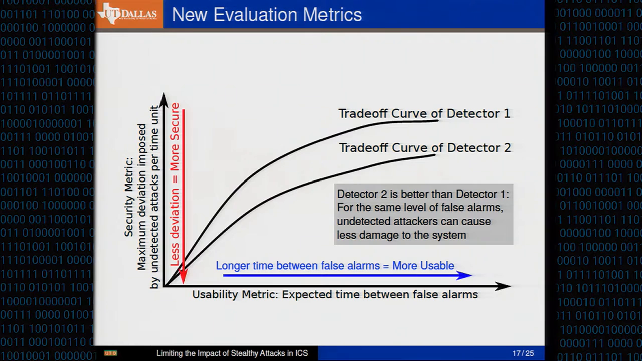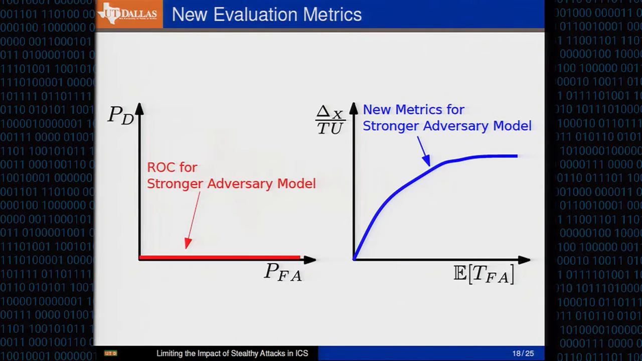In this example, we can perfectly compare two different anomaly detectors. On the curve, we can see that the second one behaves better than the first one because for every expected time between false alarms, you have less impact. It allows less impact on the physical process. Now, if we wanted, for example, to use the receiver operating characteristic curve, that is a well-known trade-off between the probability of detection and the probability of false alarms, we would see that in the presence of this stronger attacker that will launch a new stealthy attack per threshold, we always will have zero probability of detection. That means that we cannot use this type of metric. Instead, using our metric, we can perfectly see the tendency of how the attacker can deviate the physical process.